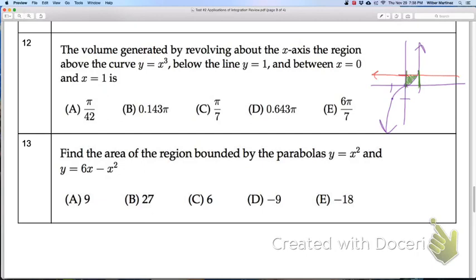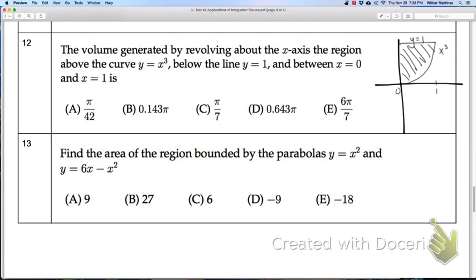So I'm going to erase this picture and draw it a little bit bigger so we can look at it in its entirety. Essentially, what we're looking at is this function with this area right here, where this is the graph of x cubed, this is the graph of y equals 1, and my bounds are 0 and 1. Now, if I'm going to rotate this around the x-axis, I can reflect it over the x-axis first. So that's going to look like this.